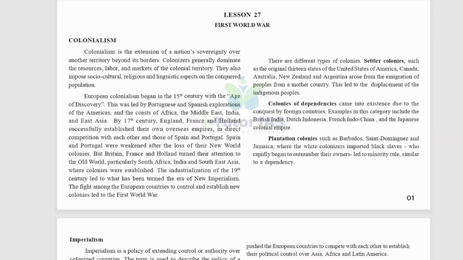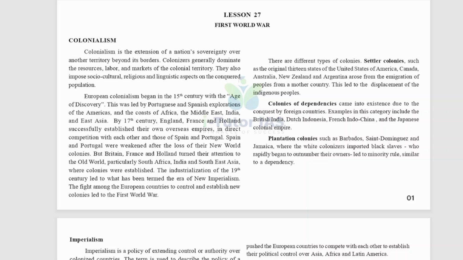In today's session, we will discuss lesson 27, that is the First World War. Okay, so all of you may know about the First World War in world history. So here we discuss all about the First World War. The First World War's time period is 1914 to 1918. It's also known as the Great War.